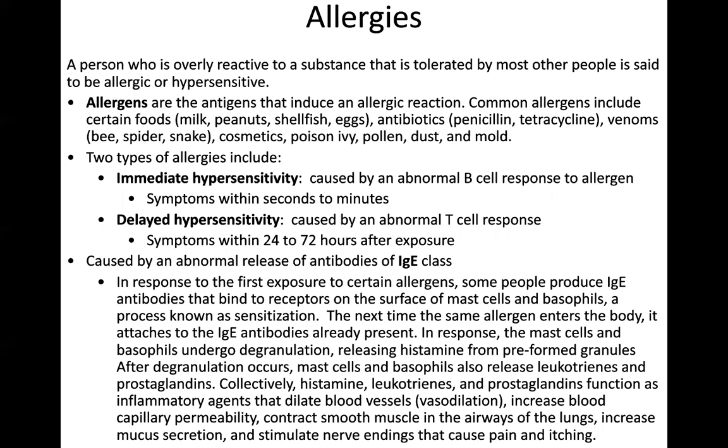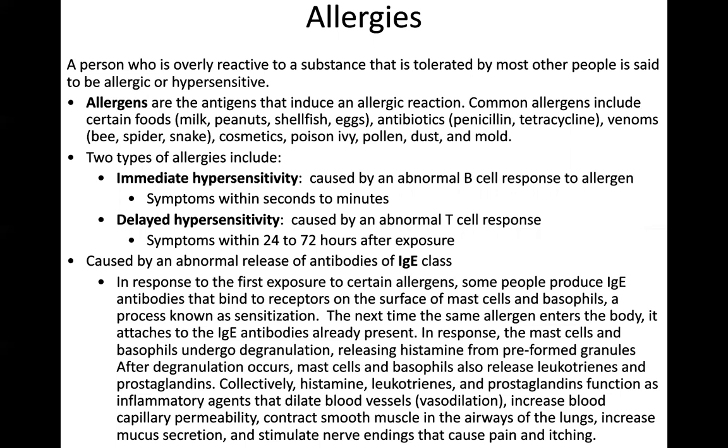Common allergens include certain foods, milk, peanuts, shellfish, eggs, various antibiotics like penicillin and tetracycline, venoms that bees, spiders, and snakes might have when they bite or sting you, cosmetics, poison ivy, pollen, dust, and mold. Now, there are two different types of allergies, immediate and delayed.